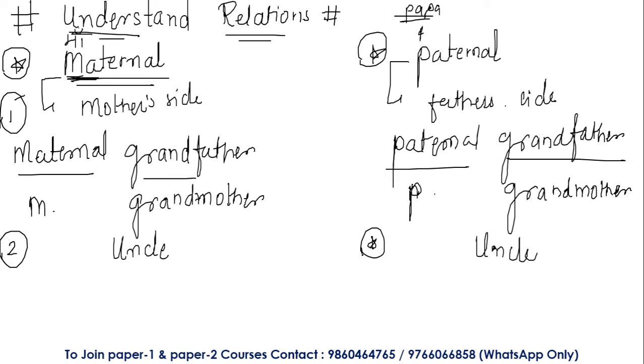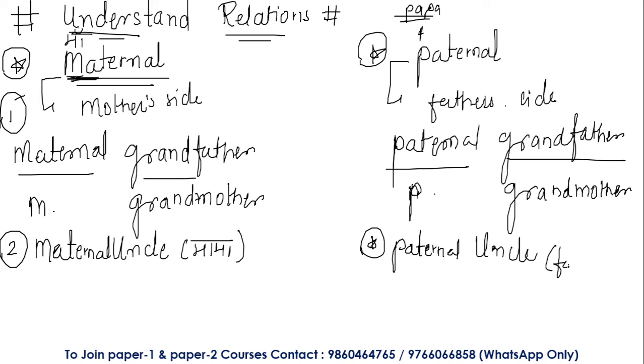But when it comes again to the English language, we are going to use uncle itself, whether it is mamaji or kaka or chachaji, whatever you say in your language. But this is the differentiator again. When we use maternal in front of uncle, we are talking about mama, that is mother's brother. Whenever you use the keyword paternal uncle, we are talking about father's brother.